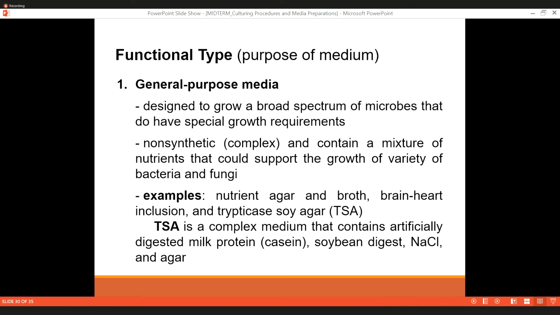Yun yung nasabi natin kanina, di ba? Yung intro sa media. Pero whether bacteria or fungi, no? Pero sa media class, meron din tayong a type of media class na pwede siyang general use. And that is what we call as general purpose media. So merong bacteria class na pwede siyang gamitan na general purpose media, hindi talaga siya specific.